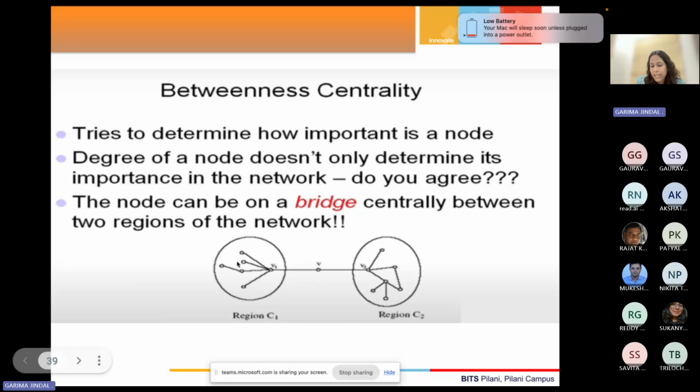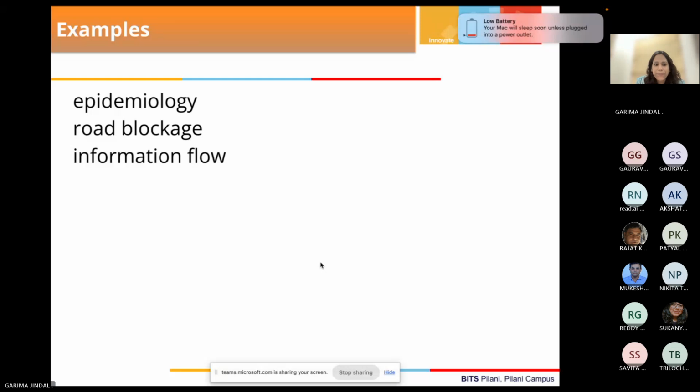The more shortest paths pass through this node, you see that there are many shortest paths from this group to this group. Okay, so the more shortest paths that pass through the node V, the higher the betweenness centrality of that node.